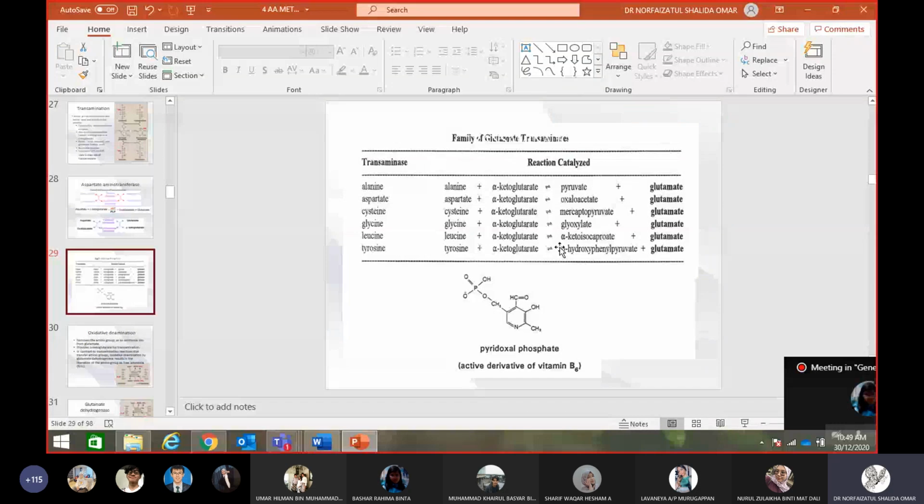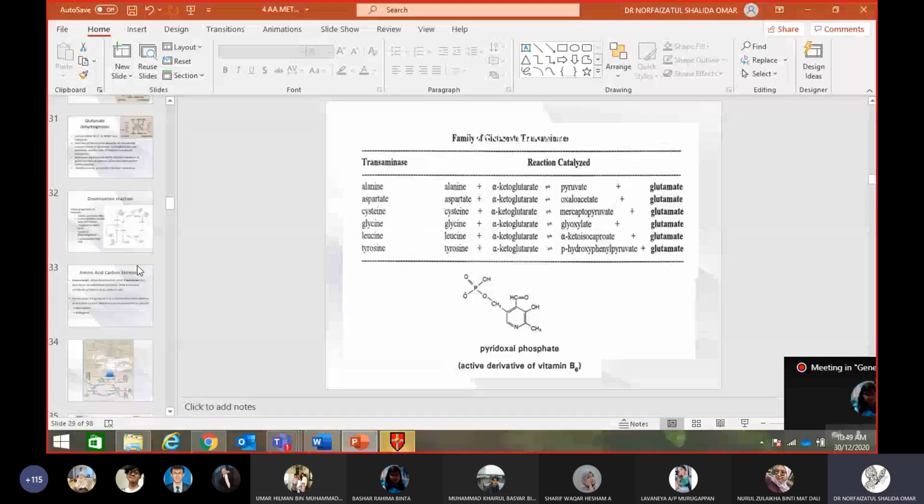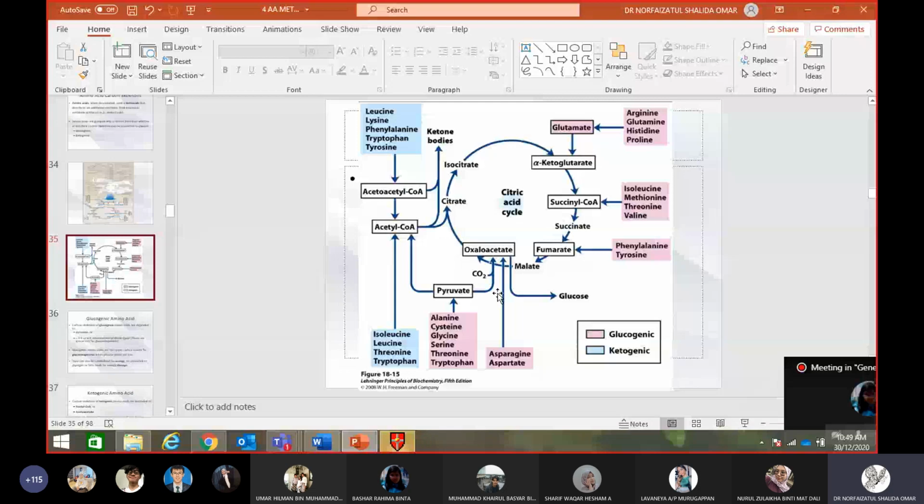If you still remember the Krebs cycle, you have this alpha ketoglutarate especially. Aspartate can be converted to oxaloacetate, so aspartate can enter the citric acid cycle through oxaloacetate. Like alanine is converted to pyruvate.